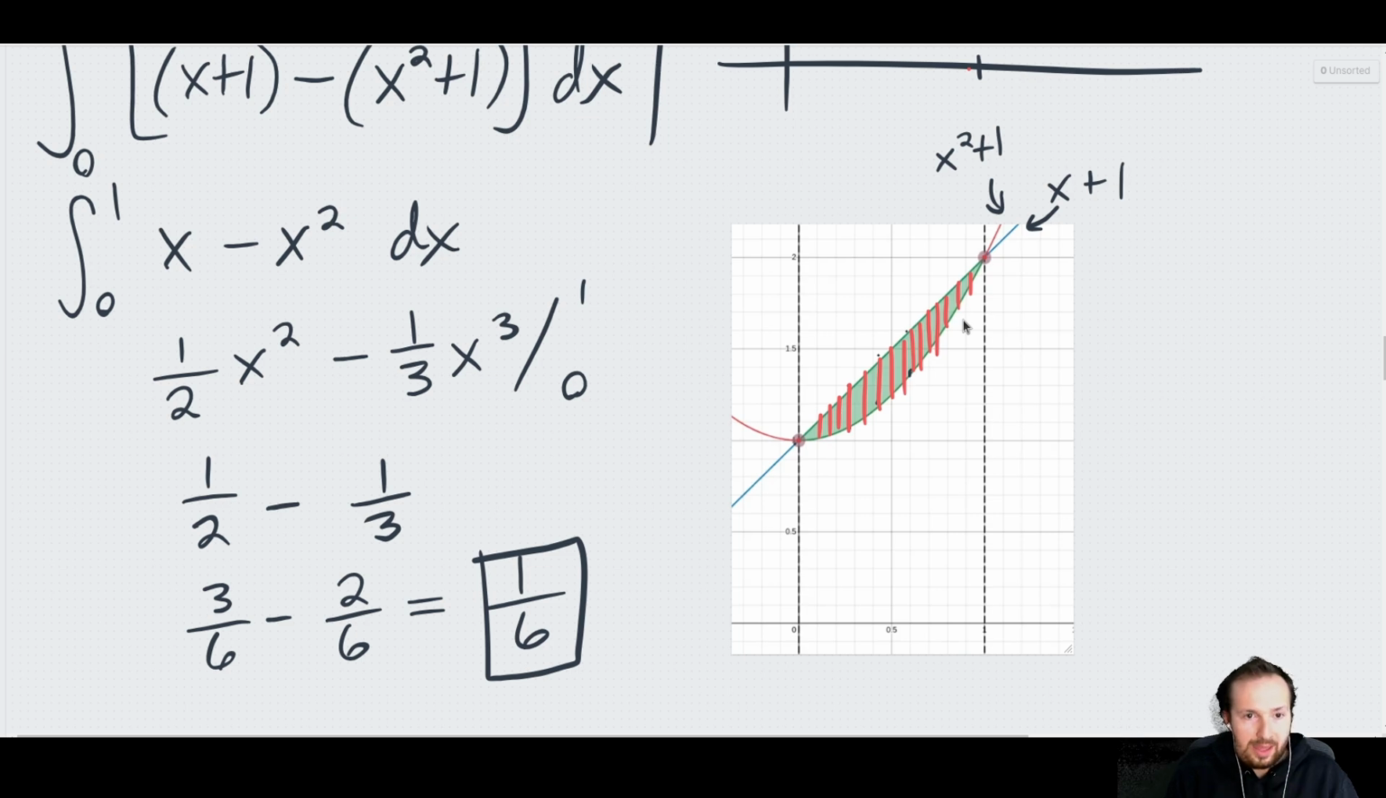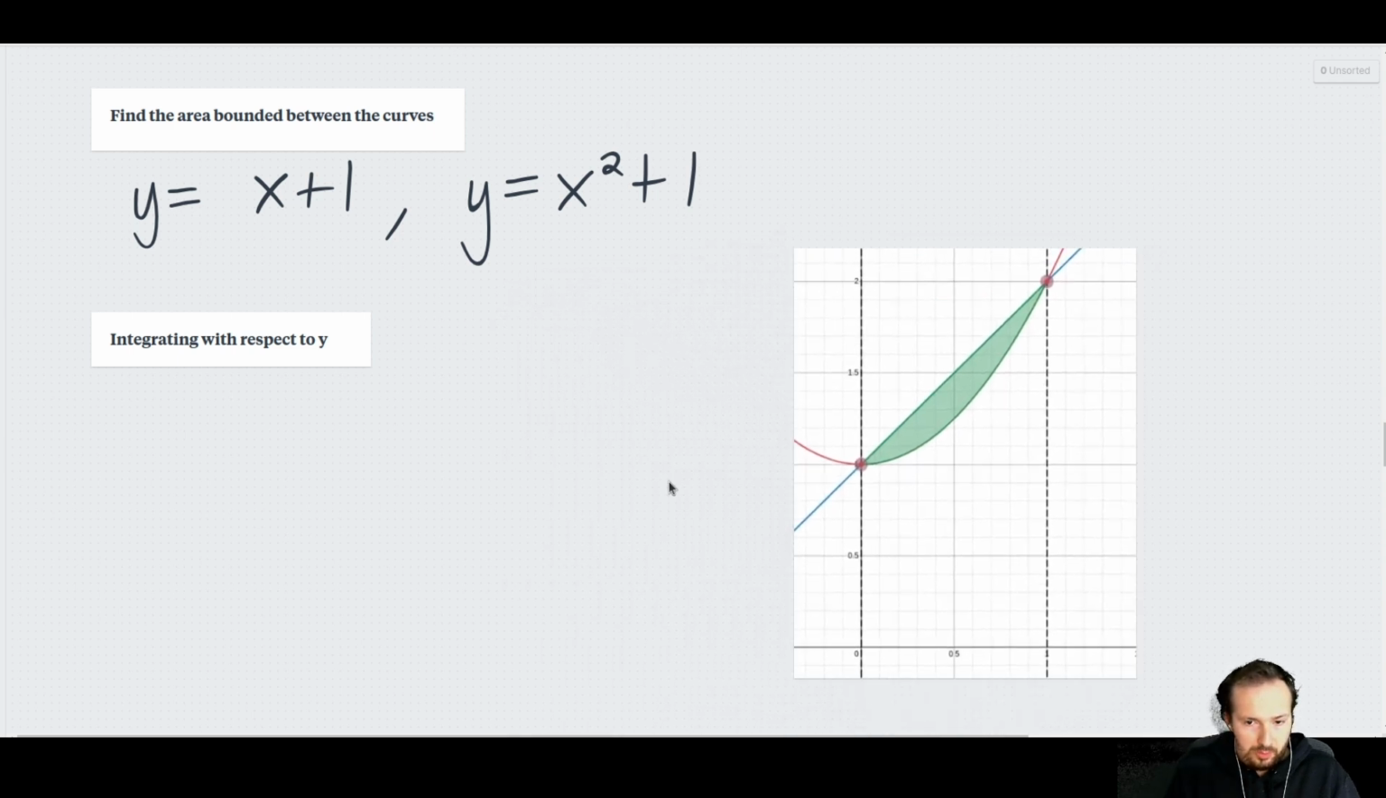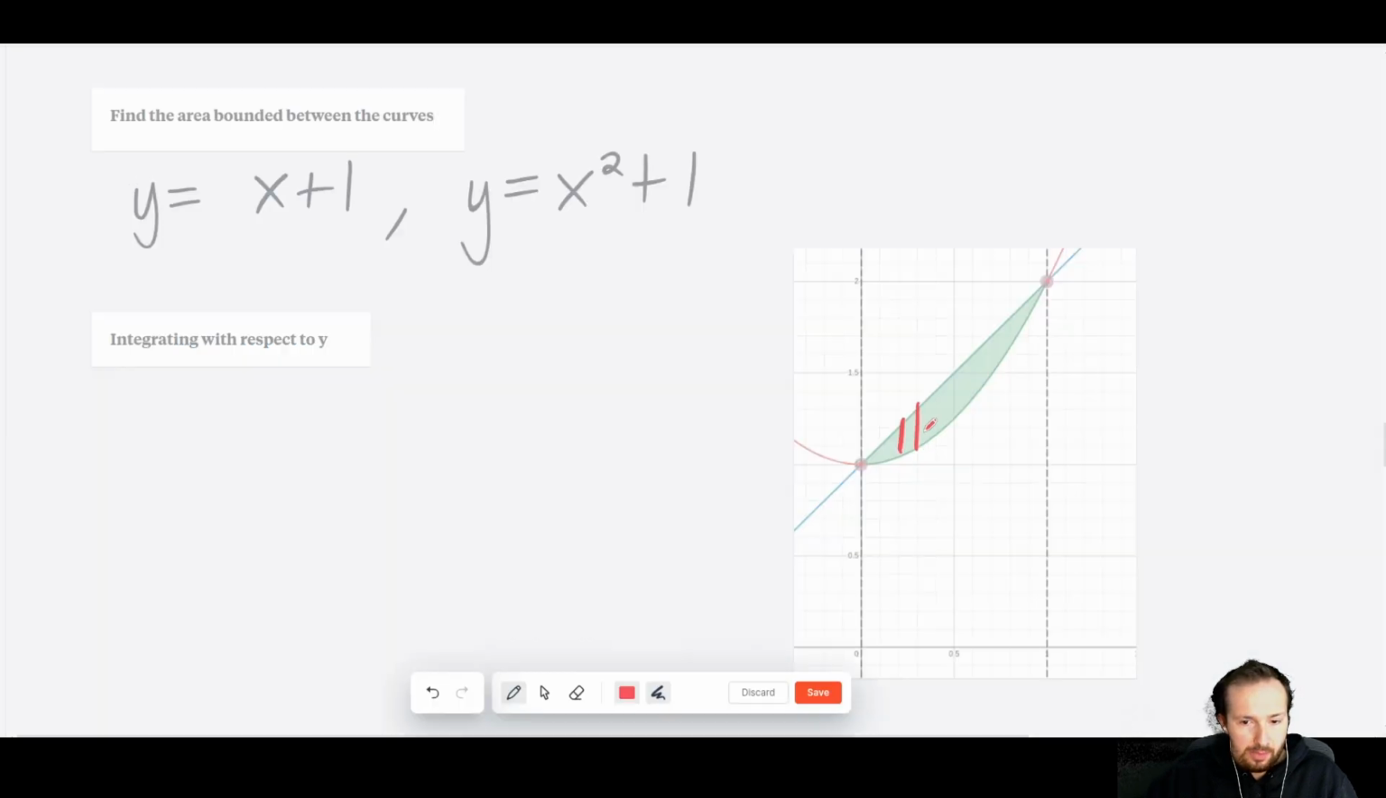Now let's talk about how to do this when integrating with respect to y. Basically, when we integrate with respect to y, it's the same area that we're talking about, but our independent variable is now y. So instead of going up and down, the biggest thing that's going to change is that we're going to be going left to right. So the line segments, so to speak, that we're going to be integrating or adding up are now going to go left to right or right to left rather than up and down.